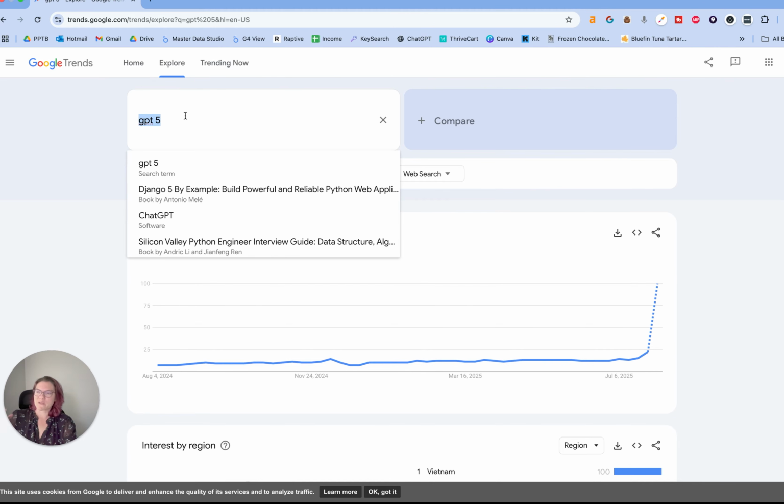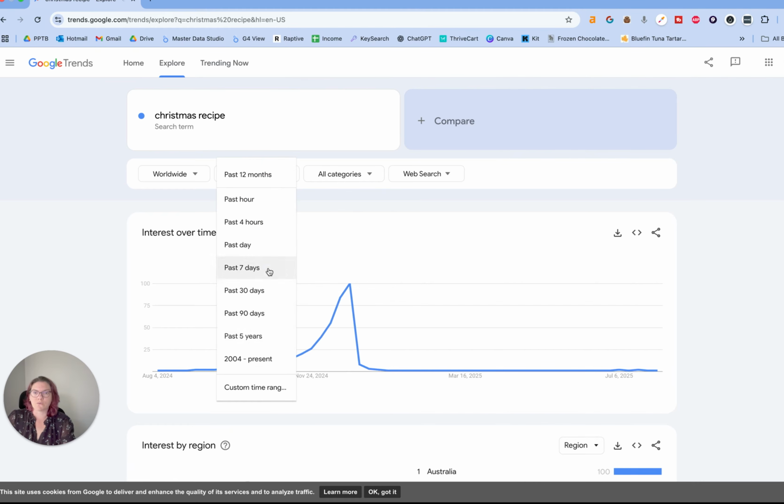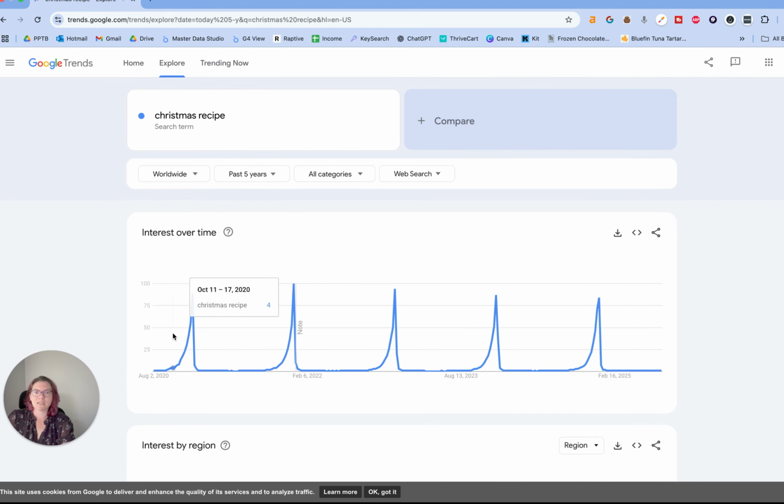But there's 2 other types as well. So the other one would be something that is seasonal. So let's look at Christmas recipes and let's zoom out for 5 years. And you'll see it's these lovely little ski hills. And you can see that, okay, in August, no one cares about this. But in December, oh my God, everyone cares about this.